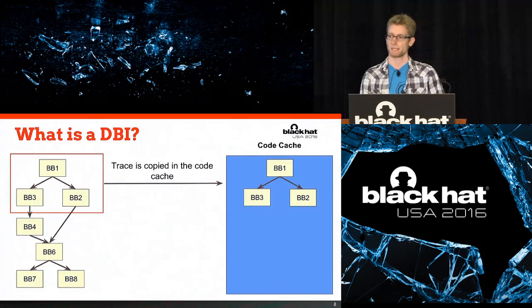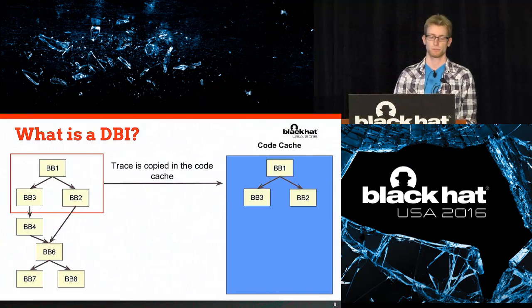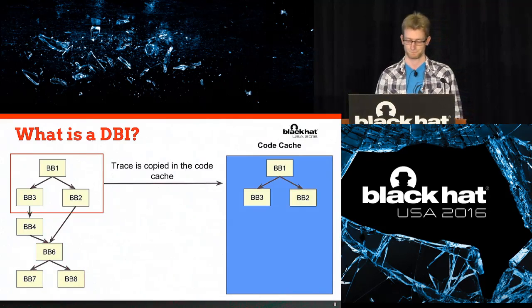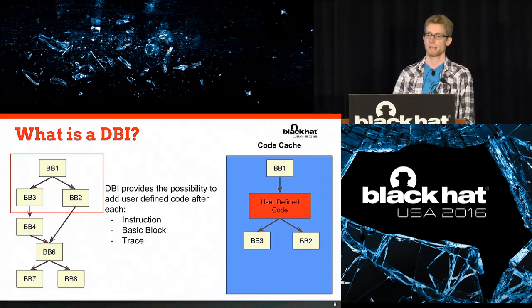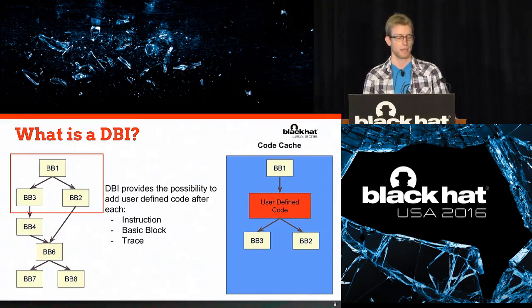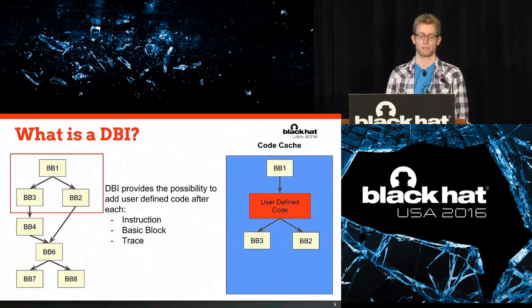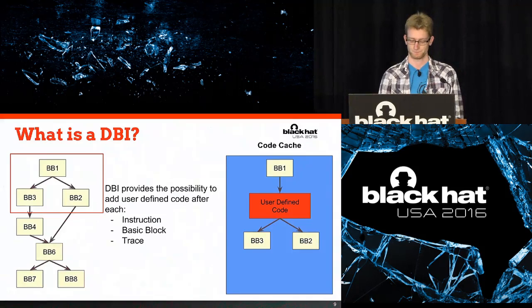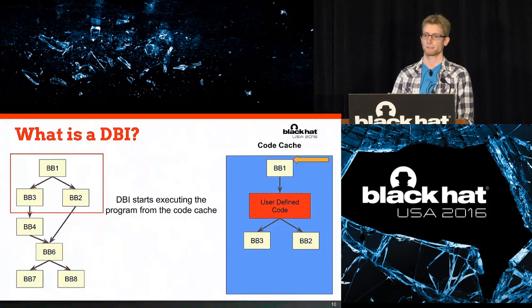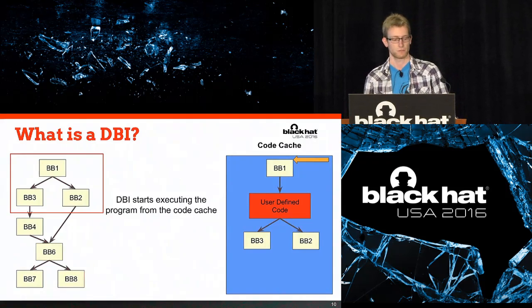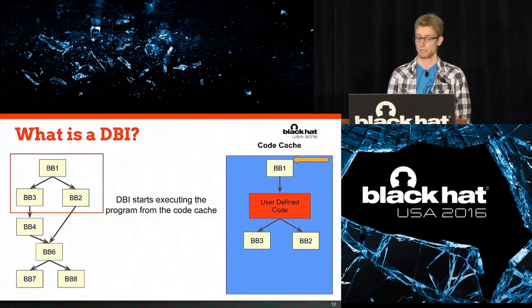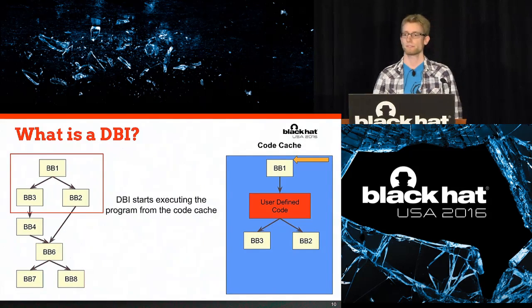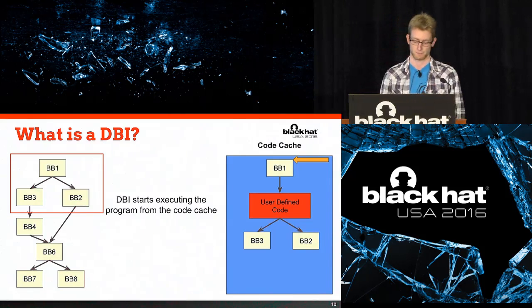The first thing that the DBI does is to identify the current execution trace and copy it in a heap allocated memory area called code cache. At this point, the DBI analyzes the code inside the code cache and allows the insertion of user-defined code with a granularity at the level of the instruction, basic block, or trace. Finally, the DBI starts the execution of the newly created trace from the first instruction inside the code cache. Moreover, the DBI provides additional functionalities like Windows system call hooking and API hooking.